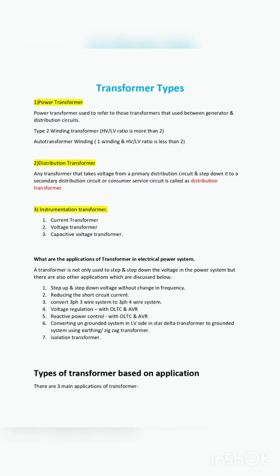Transformer types. 1. Power transformer. Power transformer is used to refer to those transformers that are used between generator and distribution circuits. Type 2 winding transformer: ratio is more than 2. Autotransformer: 1 winding, and HV/LV ratio is less than 2.